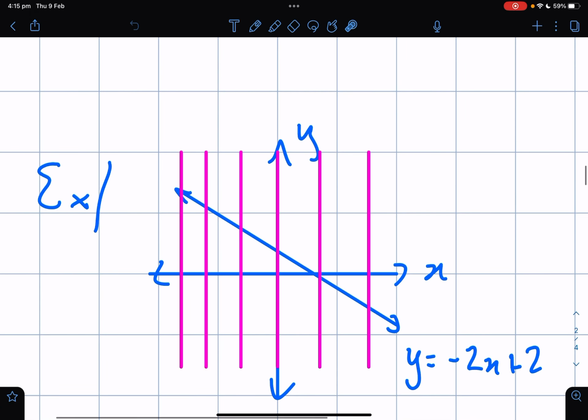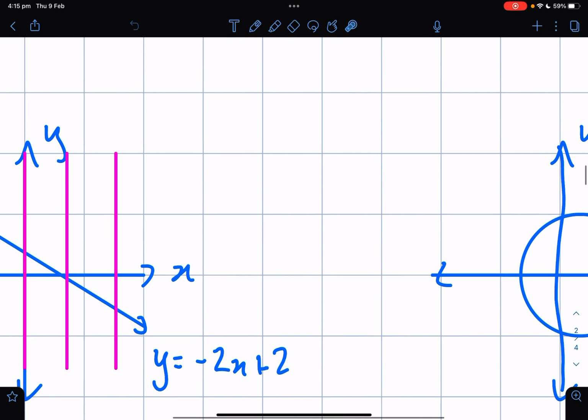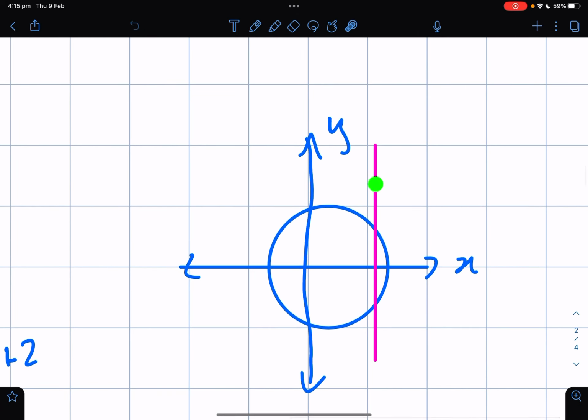So I've put in these pink vertical lines and see how they only touch my linear equation once. So that means this is a function, okay? If we're looking at a circle, just this one line passes through the circle at 2 points. So that means this relation is not a function, okay, because it hits 2 points.